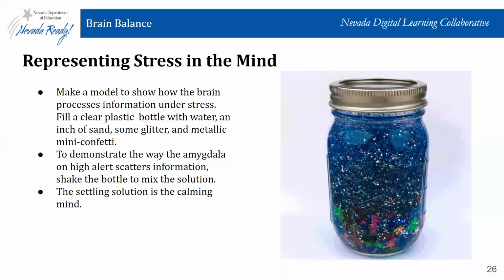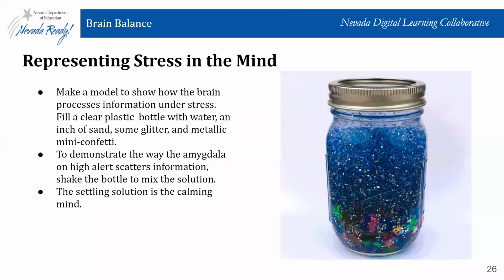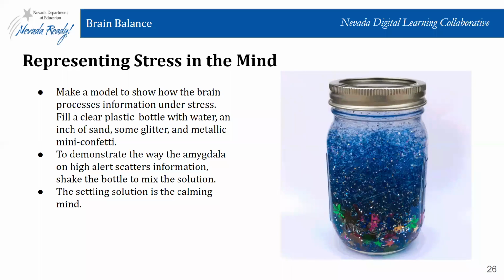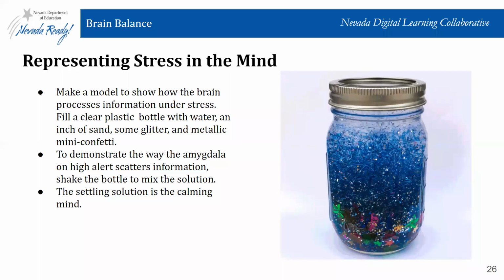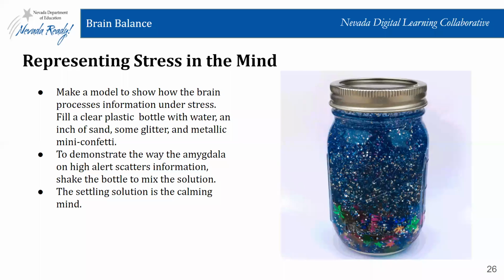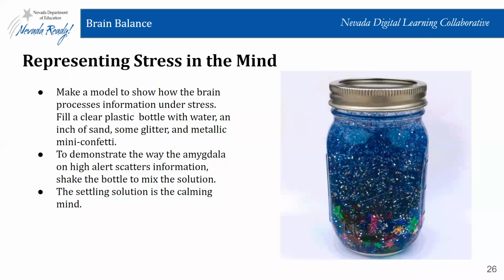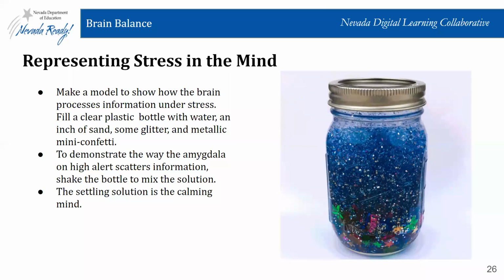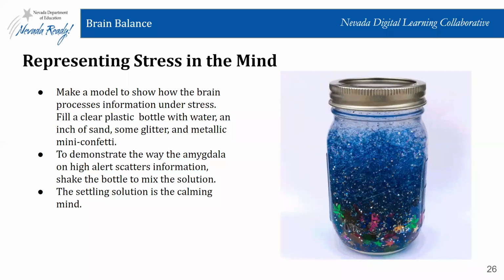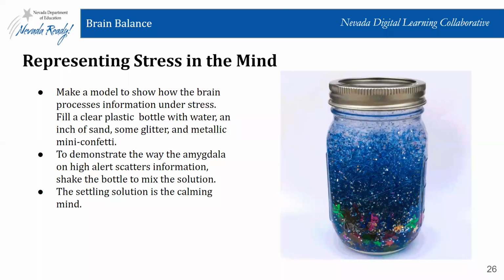Give them a jar, give them some glitter of varying textures, and put some sand in there, some metallic mini confetti, and then you can demonstrate the way the amygdala on high alert scatters information. So you do that by shaking the bottle to mix the solution, and then you'll watch as time goes by, the solution settles, with certain particulates settling quicker than others.